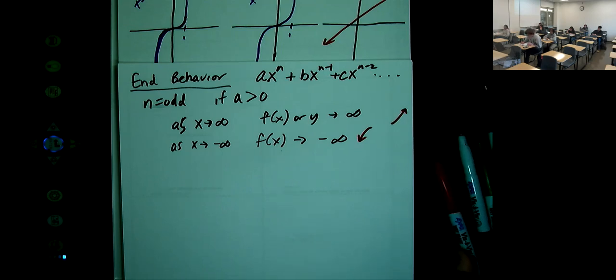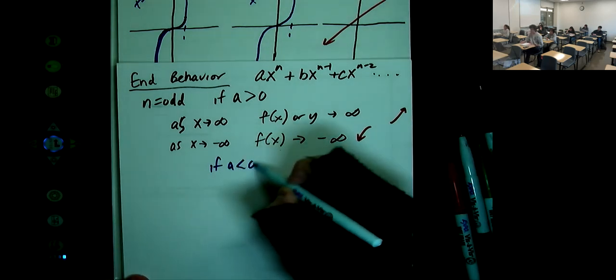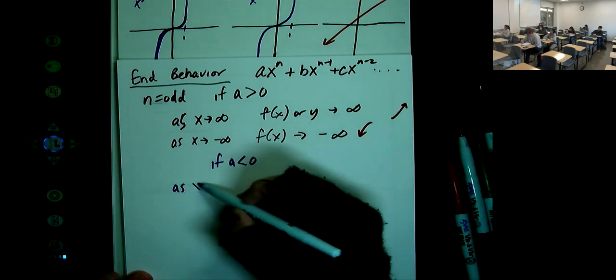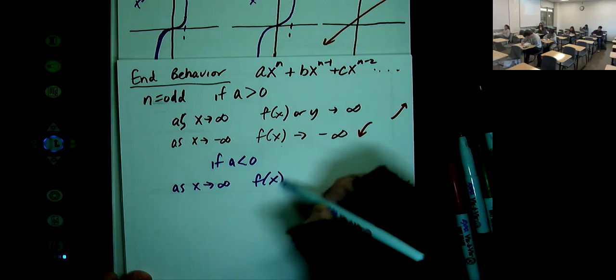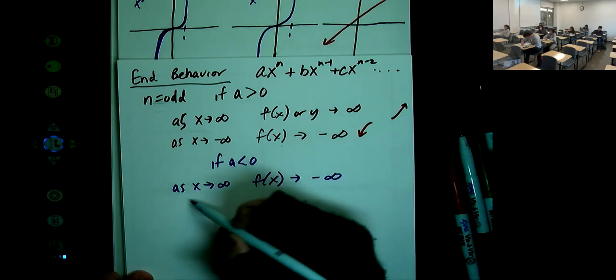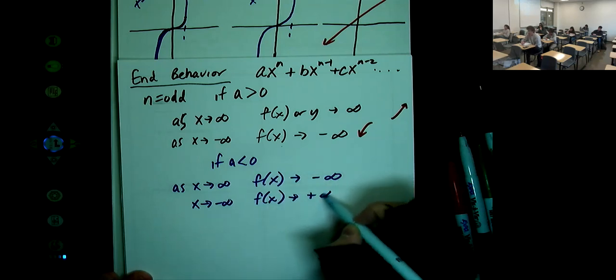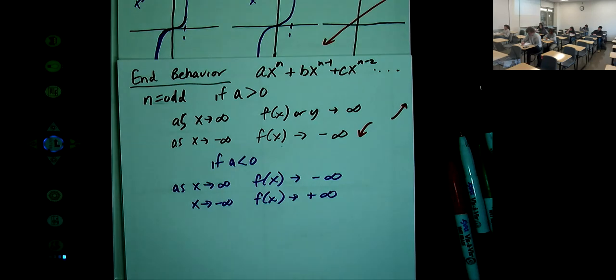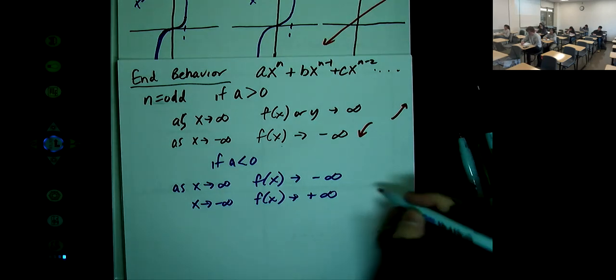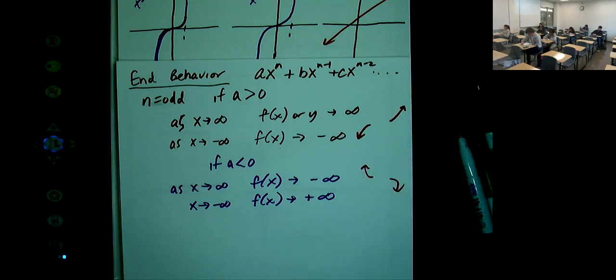If A is less than 0, it kind of switches this around. As x goes to infinity, f of x goes to negative infinity. And as x goes to negative infinity, f of x goes to positive infinity. So it's doing this. It can do a whole bunch of stuff in the middle. But when it's at its final direction change, that's what's going on.